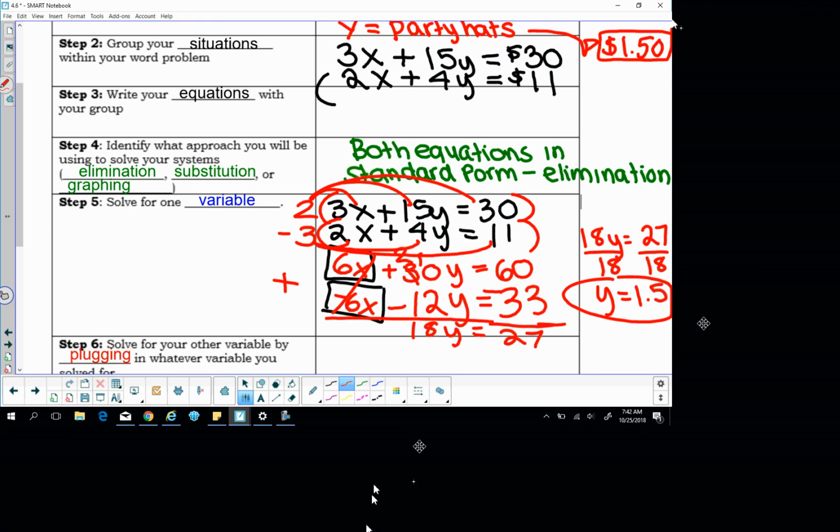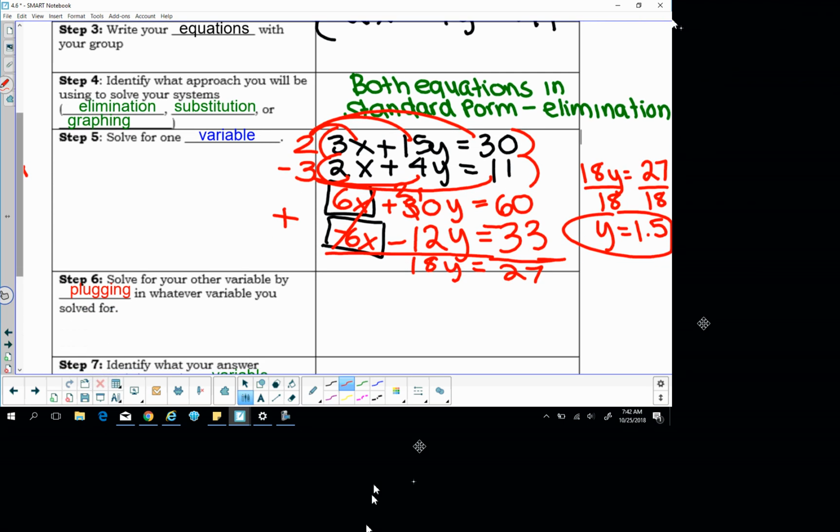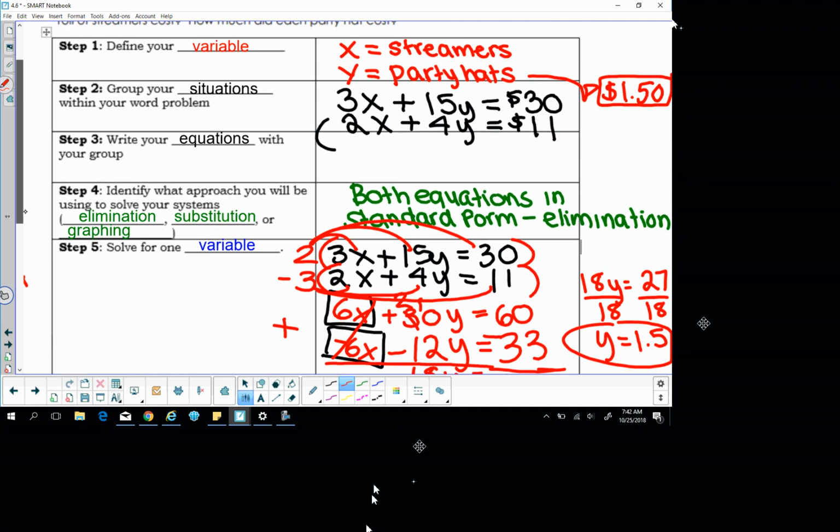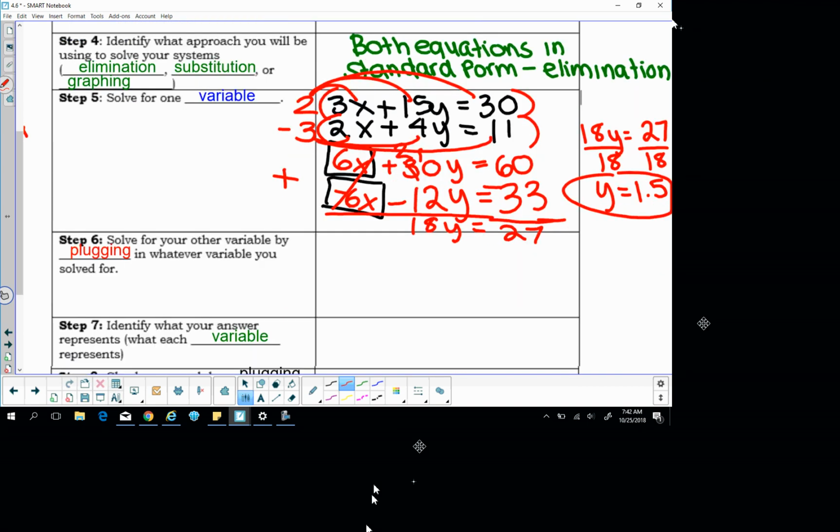Then the next step is the same as what we've been doing. We need to plug our y in to figure out how much is x, which x was streamers. So I need to figure out how much streamers are. You choose whichever equation you want. I'm going to choose the second one, 2x plus 4y equals 11. And I know that a party hat is $1.50, so I'm going to put 1.50 in for y.